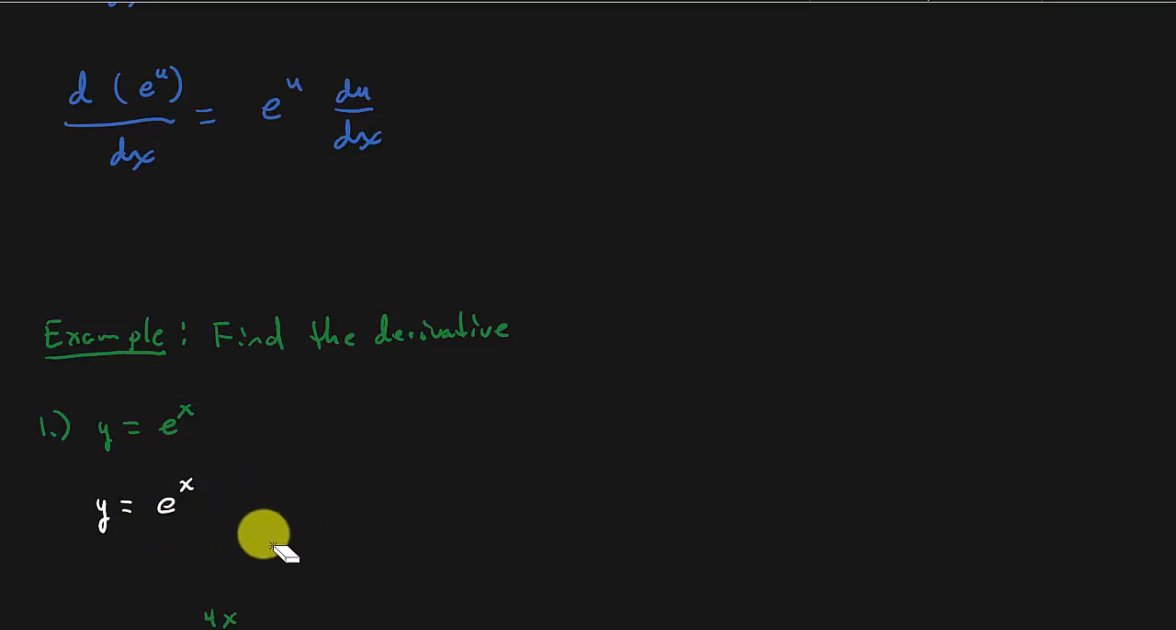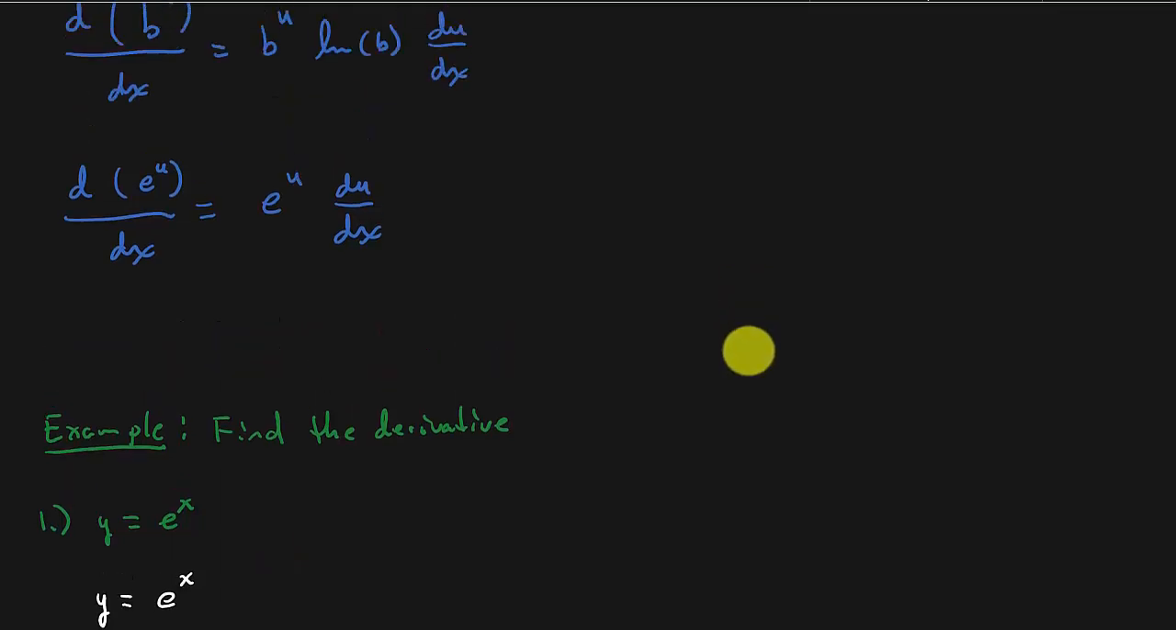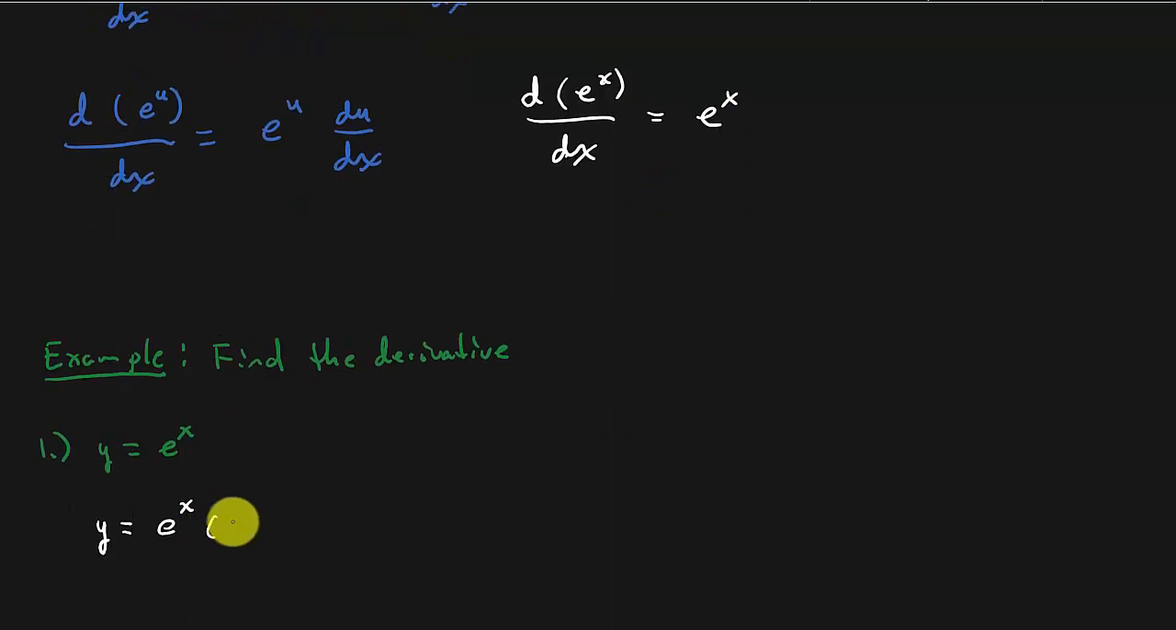A lot of books have another formula in there. We've got e to the u, whatever the exponent is, it's just e to the u times the derivative of the exponent. But a lot of books will have this formula here, where e to the x is just e to the x. I would just remember that. There's no need in writing that times 1 there, because 1 times e to the x is just e to the x. So just remember, the derivative of e to the x is just e to the x.